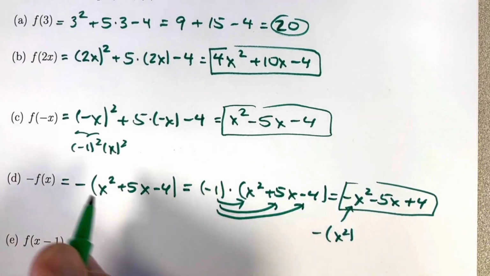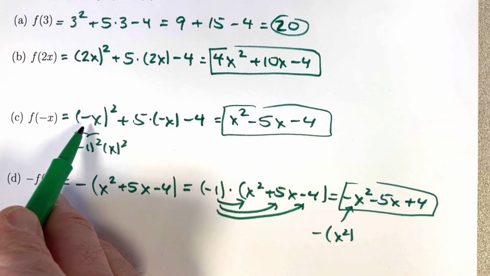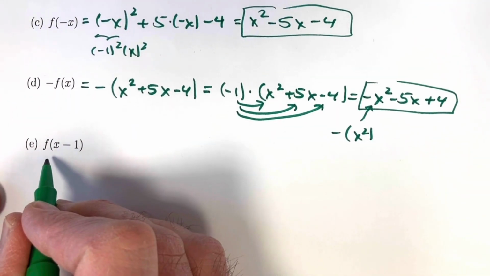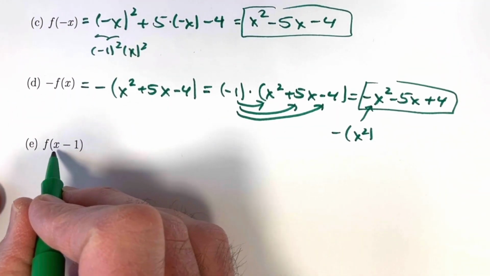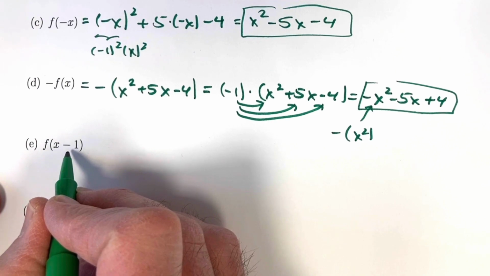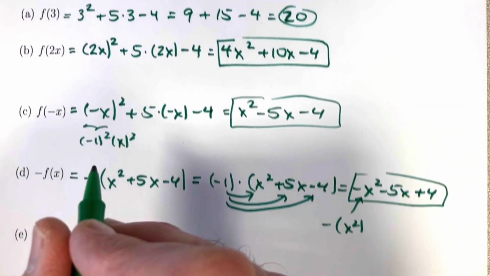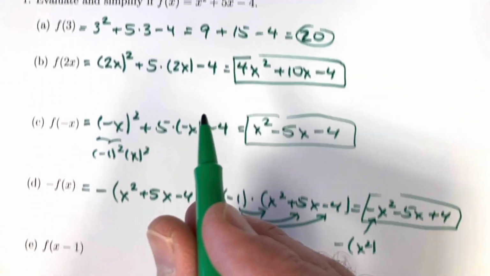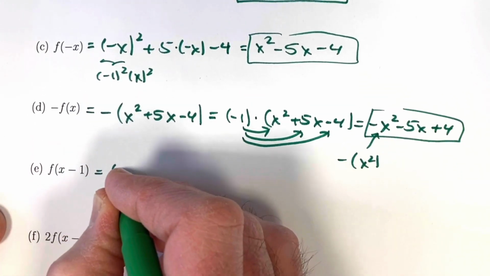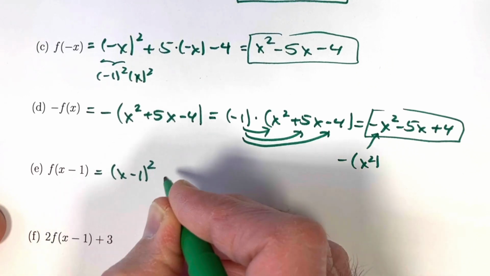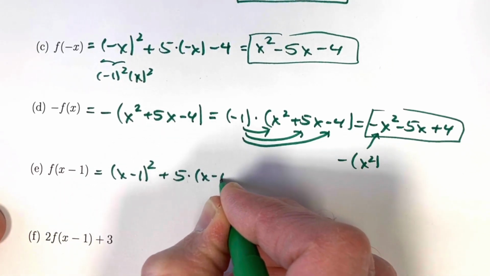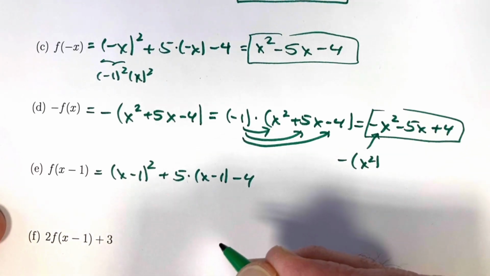It's not the same thing that I did up here. Parentheses are very important. When you go on to part E, we are replacing the input with x minus 1. This gets even trickier. Go back up to the function formula. Everywhere you see an x, replace it with x minus 1. So I get x minus 1 quantity squared plus 5 times the entire expression x minus 1, then minus 4.